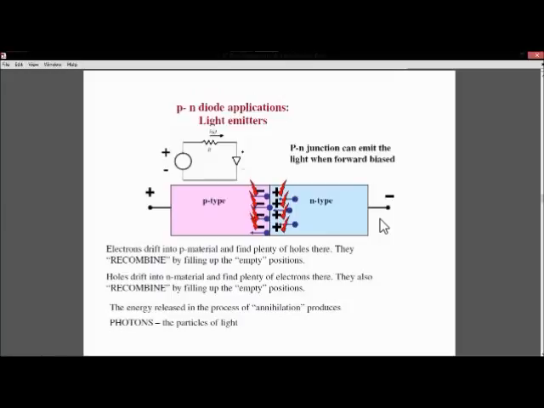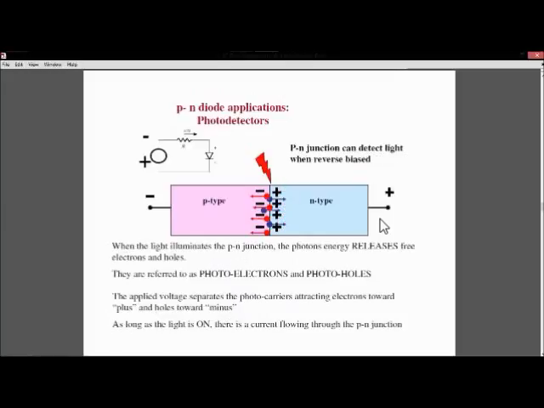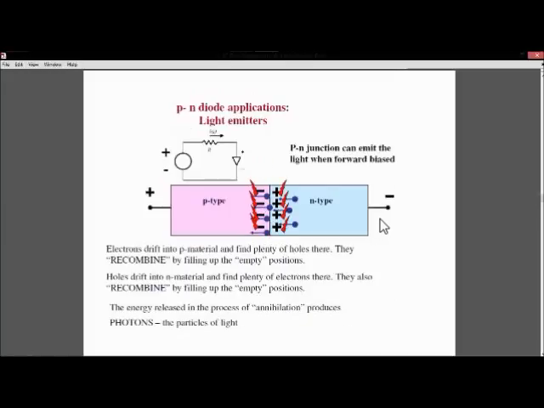And the ejection of photons is the particles of light we get. It acts as an LED, that is, a light emitting diode. Now just the opposite of an LED is the photodetector. In the case of light emitting diodes, you have to connect the source as positive so that the diode will act in the forward bias condition.